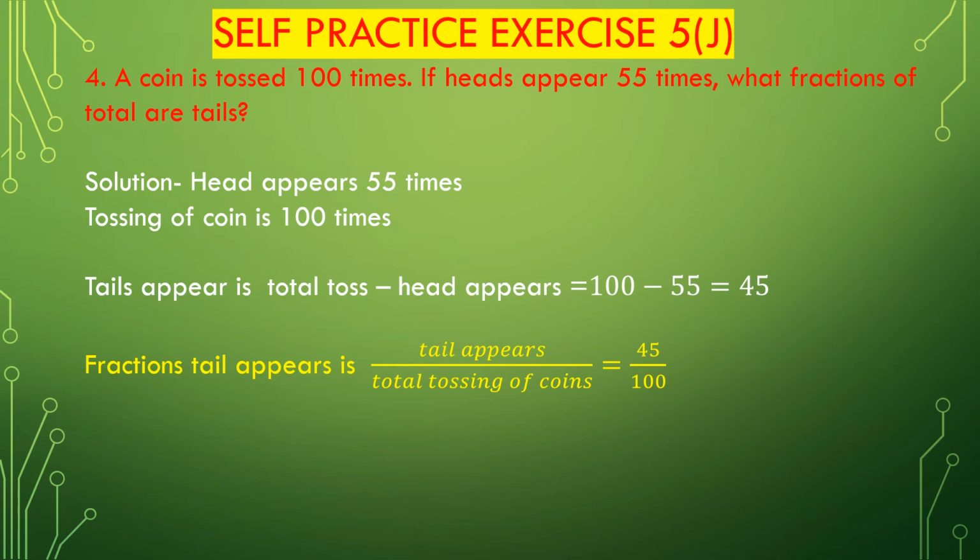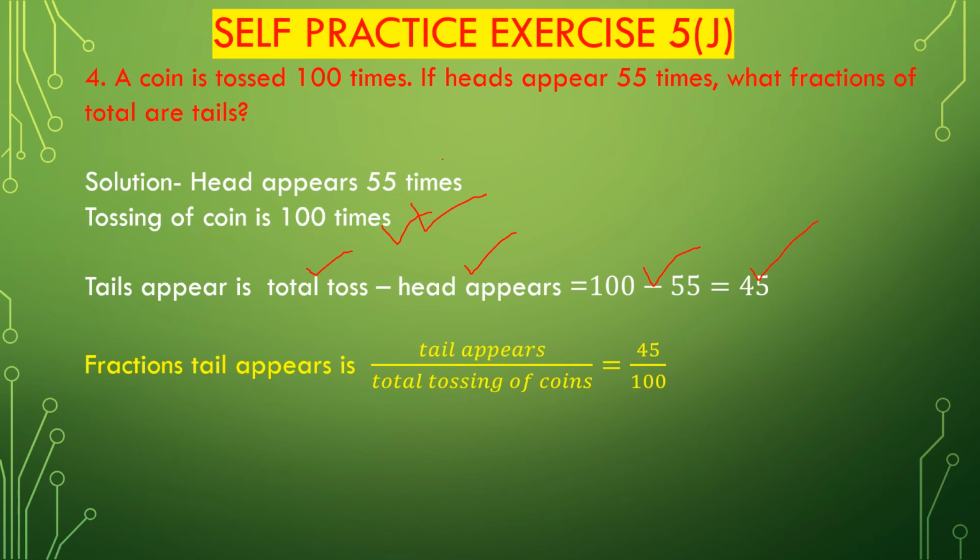Now we solve another word problem. Question number 4. A coin is tossed 100 times. If heads appear 55 times, what fraction of the total are tails? It is given that heads appear 55 times and the coin is tossed 100 times. So tails appear will be total tosses minus heads appear. Total tosses is 100 minus heads 55. So 100 minus 55 is 45.